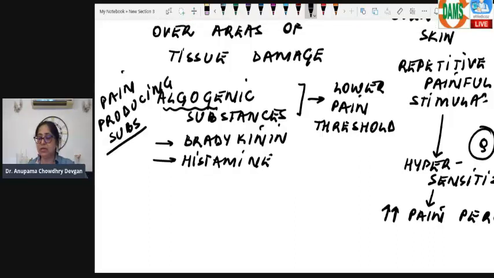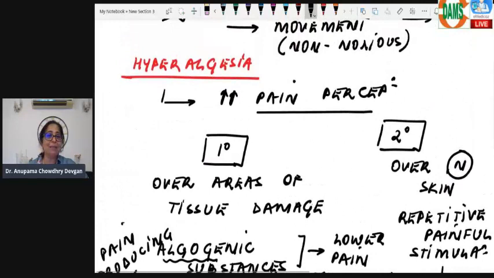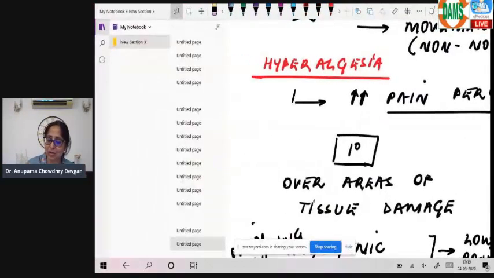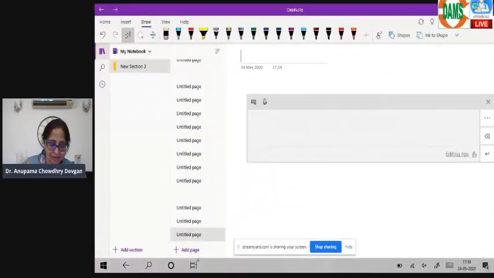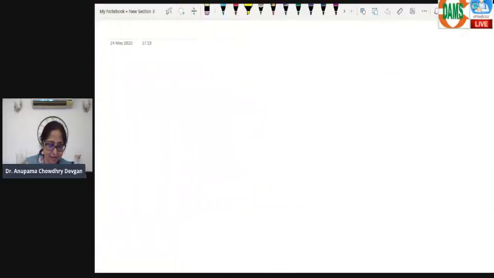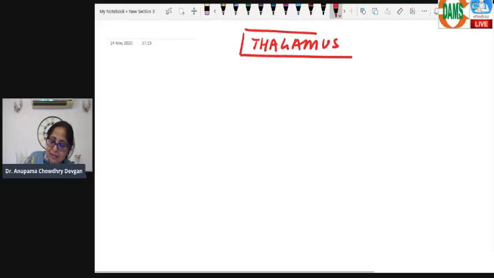All right. Okay. So this is as far as your hyperalgesia, allodynia and hyperalgesia is concerned. Now, this completes your topic of pain, thankfully. Let's go on to the next thing. Next, which I'm going to discuss with you is the thalamus. Right? Thalamus. Let's see thalamus. Let's discuss the thalamus in a little bit of detail.